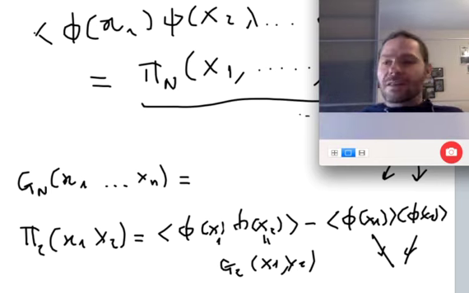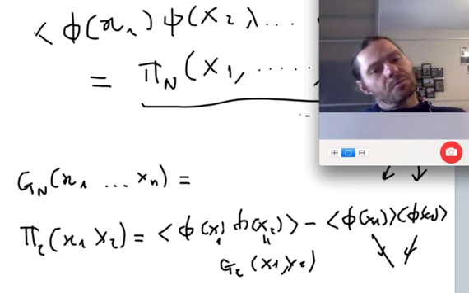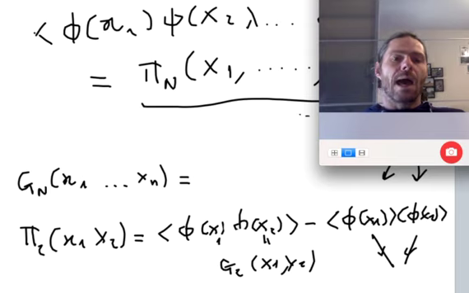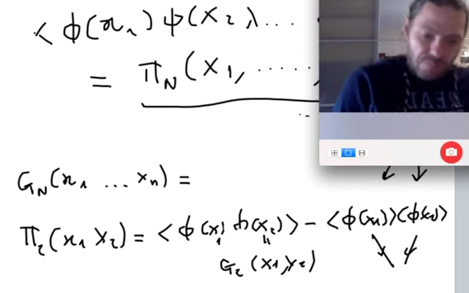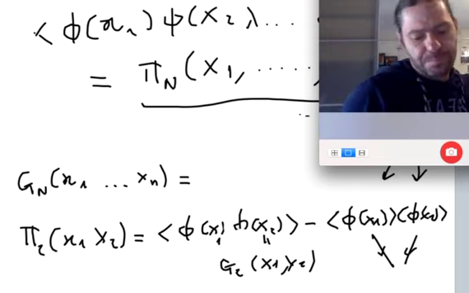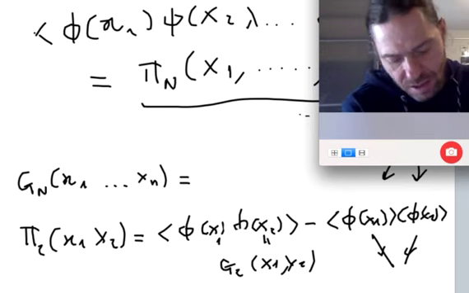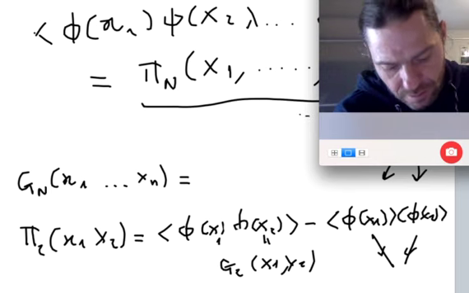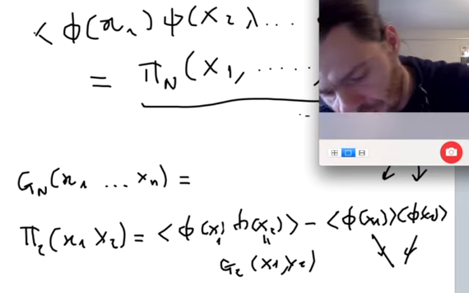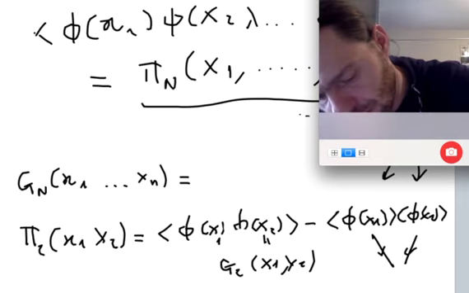So I made a statement before, and I'm ready to motivate that. And the statement was that if you can compute the generating functional, then you have solved the quantum field theory. So let me remind you what the generating functional is. We wrote it a couple of minutes ago.